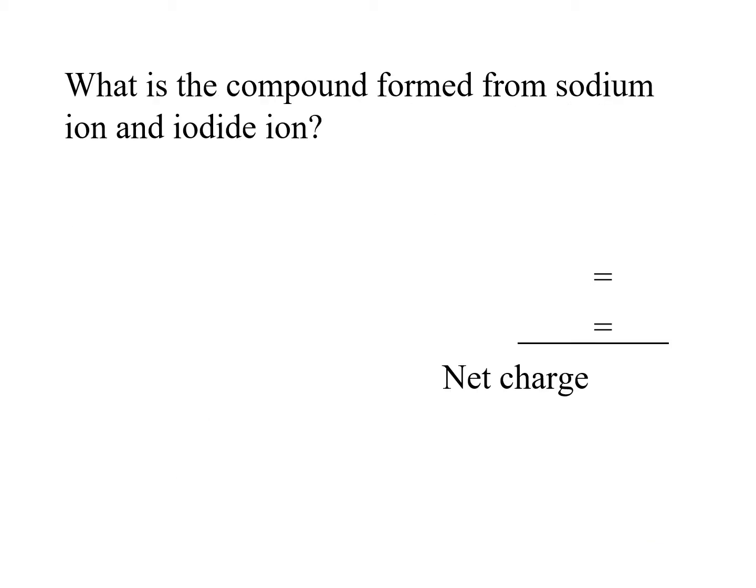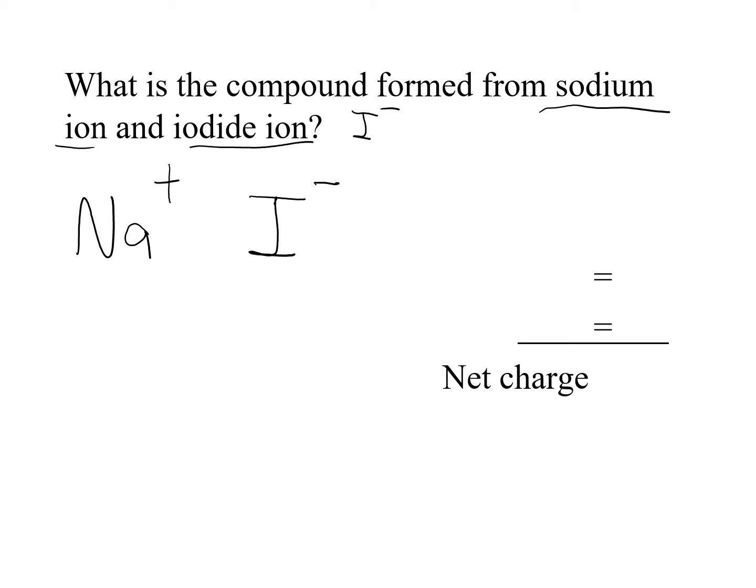What is the compound formed from sodium ion and iodide ion? The first thing we want to do is write down the ion symbols. So sodium we know is Na. It's in column 1, so its charge is +1. Iodide is I-. This is not one of the ones you have to remember, so I would actually give you the ion symbol for that one. Iodine is one of our halogens. It's in column 7, so it has a -1 charge.